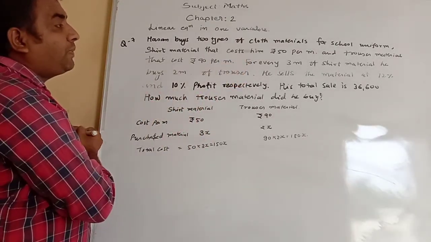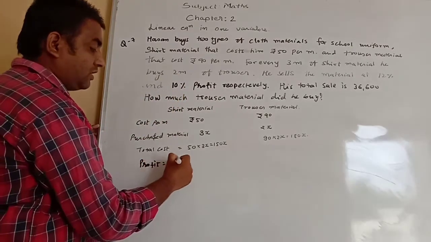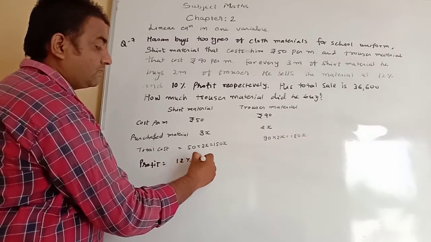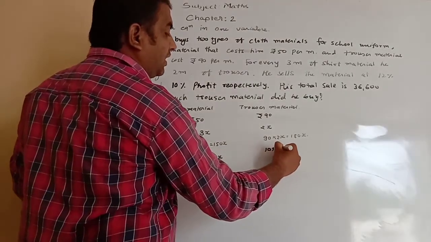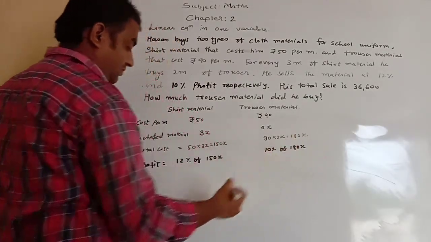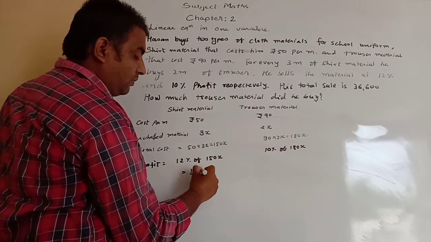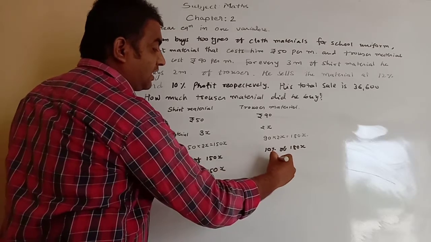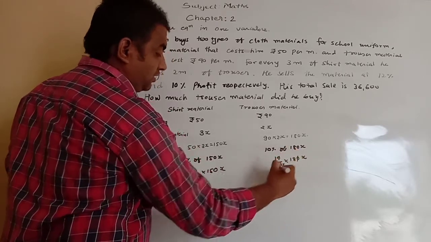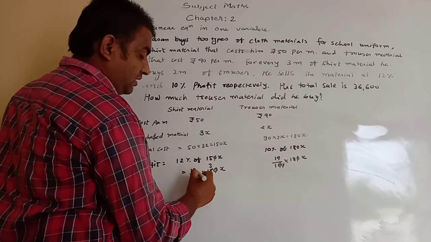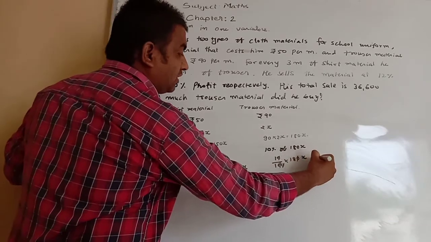Now here it is given a profit of 12% and 10%. So profit is 12% of 150x, and 10% of 180x. So it will be 12 by 100 into 150x, and 10 by 100 into 180x. Zeros cut, 3 fives are 15... so profit is 18x, and here also 18x.